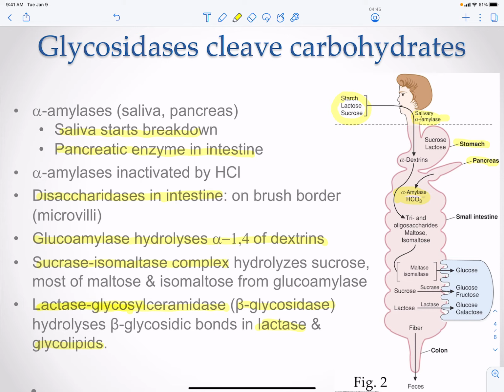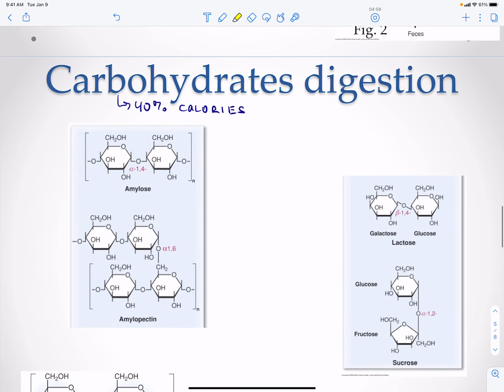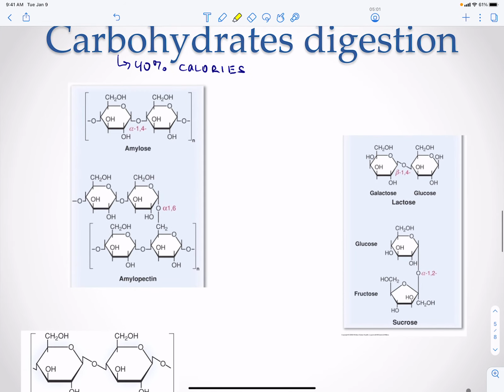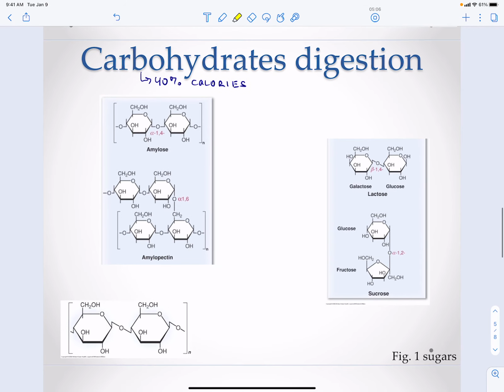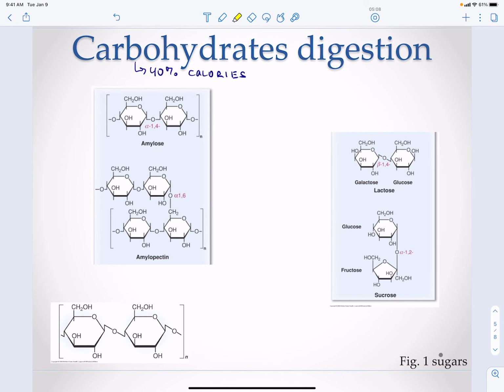And then you're going to get tri and oligosaccharides. In the small intestine at the brush border, you're going to have your disaccharides broken down into monosaccharides, and the monosaccharides are what get absorbed. So carbohydrates are going to be about 40% of our total calorie intake, so it is a large part of our diets. And we're going to have some carbohydrates that are not digestible, such as cellulose.